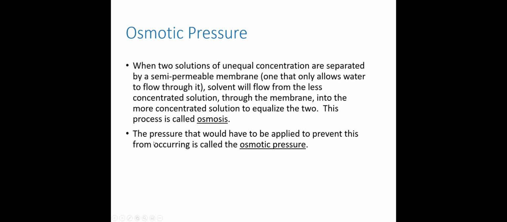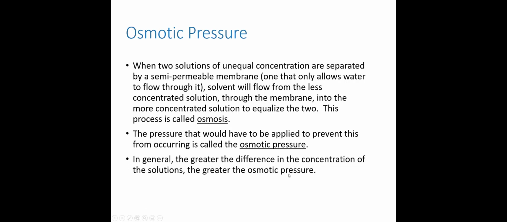Now, as the water is flowing from the side of lower concentration towards the side of higher concentration, suppose we wanted to stop this from occurring. We would have to put a pressure on the solution, and we call that the osmotic pressure. So it's the amount of pressure you need to apply to stop the process. So in general, the greater the difference in the concentration of the solutes in the solution, the greater the osmotic pressure.